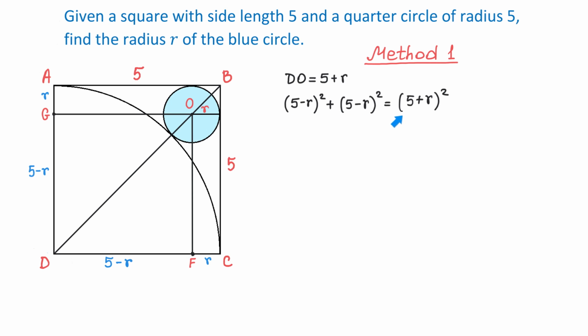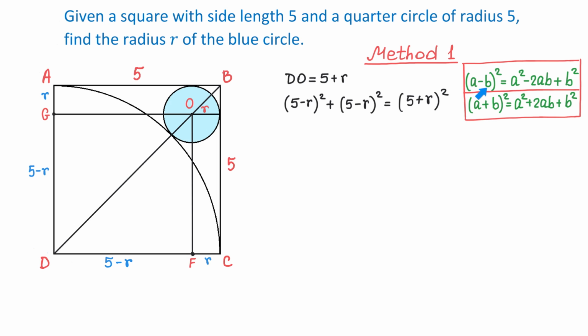If we solve this equation, then we will find the radius of the blue circle. We will start by removing all the parentheses, and for this we will use the following formulas. (a minus b) squared is a squared minus 2ab plus b squared, and (a plus b) squared is a squared plus 2ab plus b squared. So when we raise a binomial to the second power, we get a trinomial. Then according to these formulas, (5 minus r) to the second power is 25 minus 10r plus r squared.